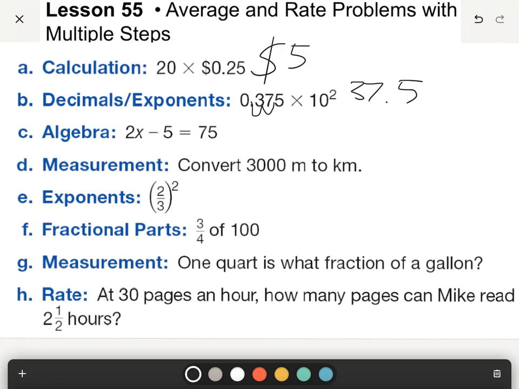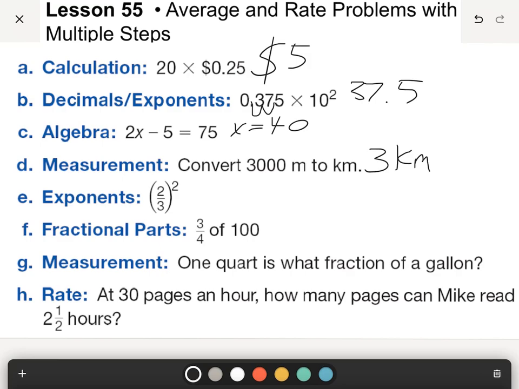All right. So for this one, I add 5 to each side. So then it's just 80 divided by 2. So x equals 40. Then metric conversions. There's 1,000 meters in a kilometer, so it's just 3 kilometers. Oh my god, that is so sexy. Easy peasy lemon squeezy. That was so hard.